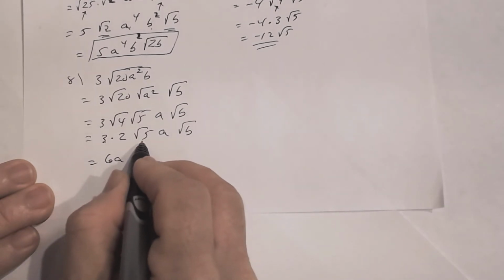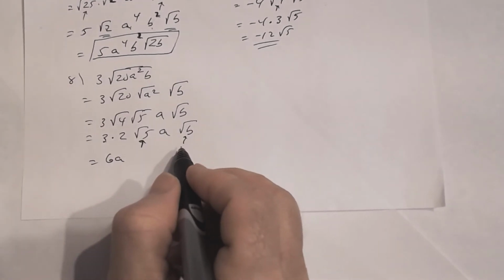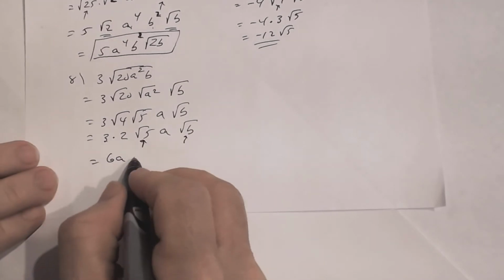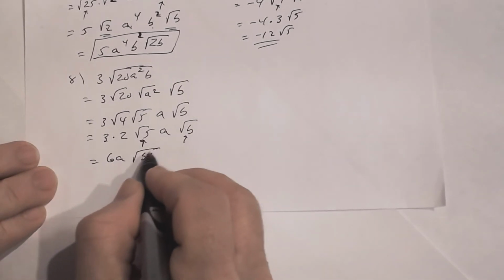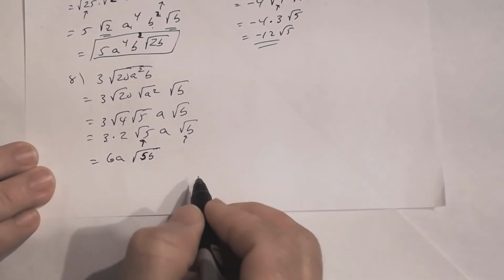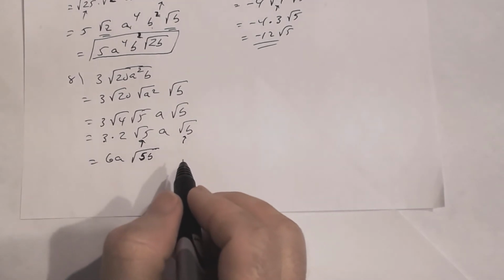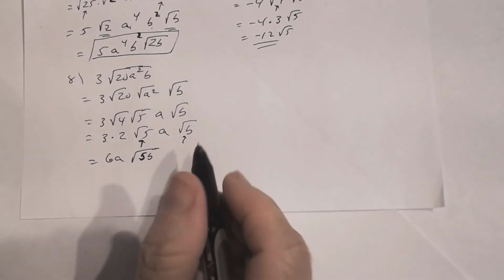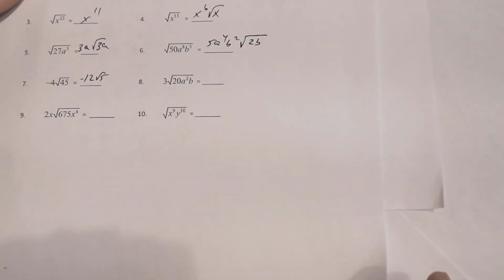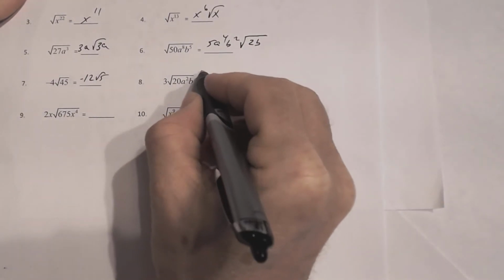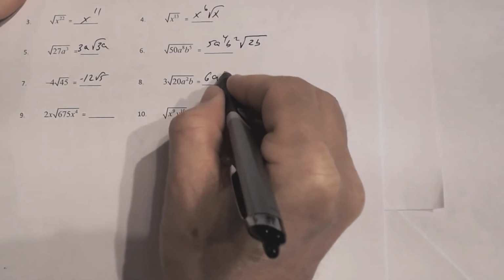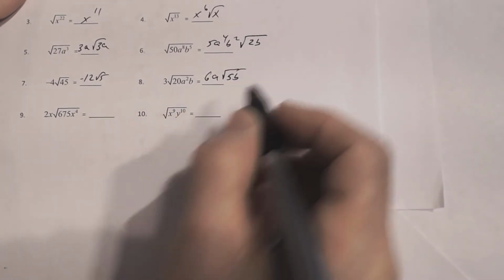And then I'm going to rewrite the two products here, those two square roots, as 1. So it'll be the square root of 5b. That's a 5 right here, 5b. All right, so that's the answer to number 8. So number 8, we get 6a times the square root of 5b.